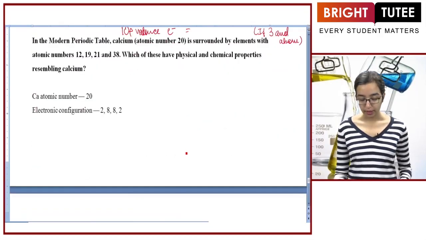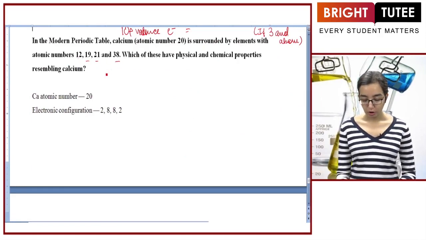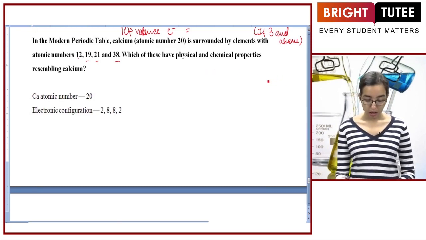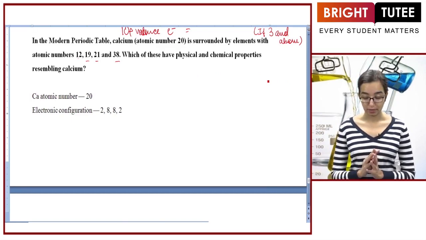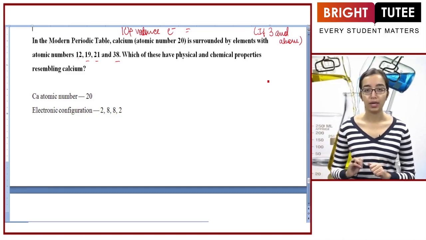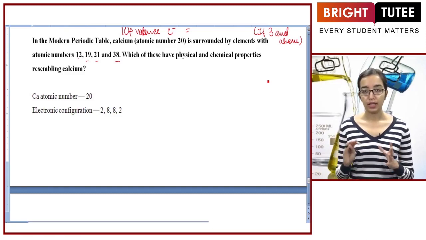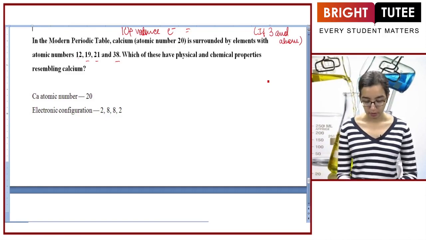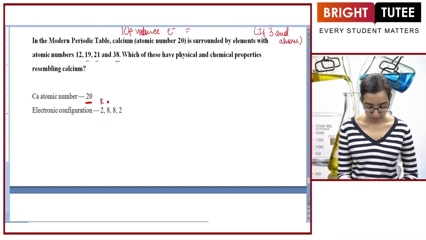In the modern periodic table, calcium has atomic number 20, surrounded by elements with atomic number 12, 19, 21, 38. Which of these have physical and chemical properties resembling that of calcium? We need something whose outermost shell has only 2 electrons, because calcium has an atomic number of 20, because of which its electronic configuration in the KLMN shells becomes 2, 8, 8, 2.